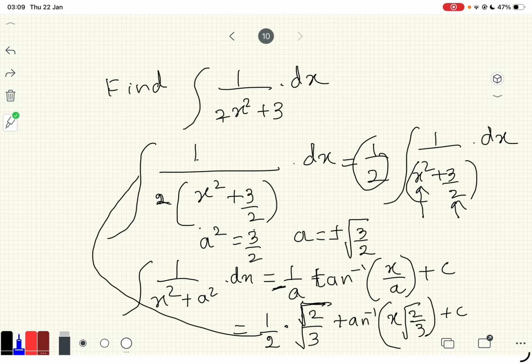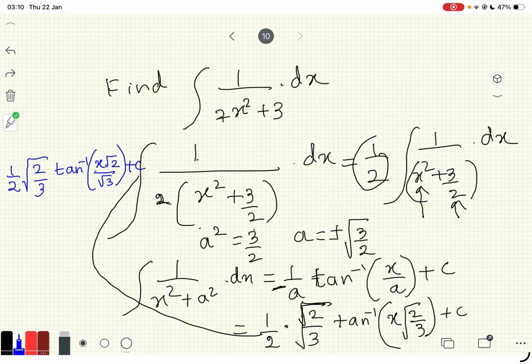So your final answer: 1 over 2, root 2 by 3, tan inverse of x root 2 by root 3, plus c. A very simple idea. So the intuition is, first make it look like x squared plus a squared. Factorizing is the key. Then you can unlock the idea of arctan, and it would be very, very simple.